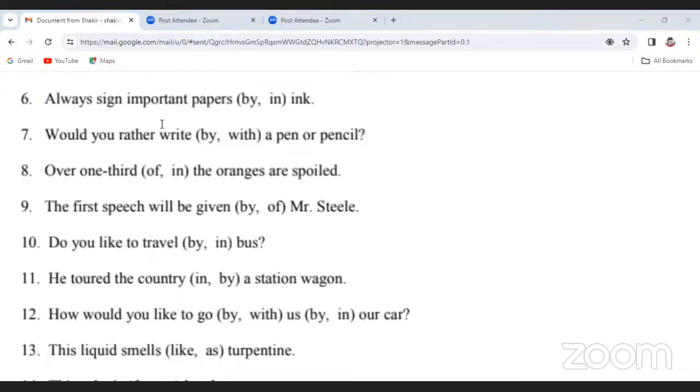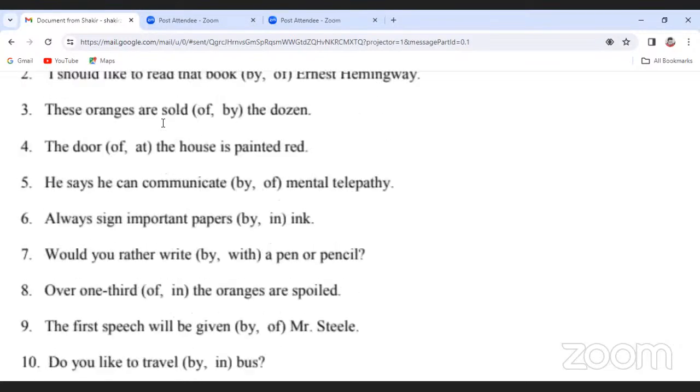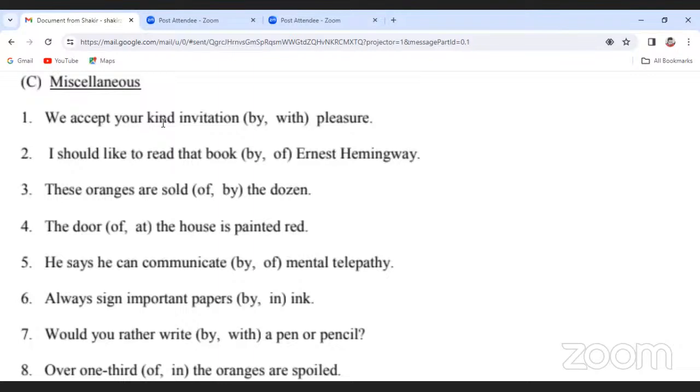Okay, we start discussing this exercise. Question number 1. We accept your kind invitation dash pleasure. We accept your kind invitation dash pleasure. I would like all of you to try answering. We accept your kind invitation with pleasure. Yes, with is the correct answer.